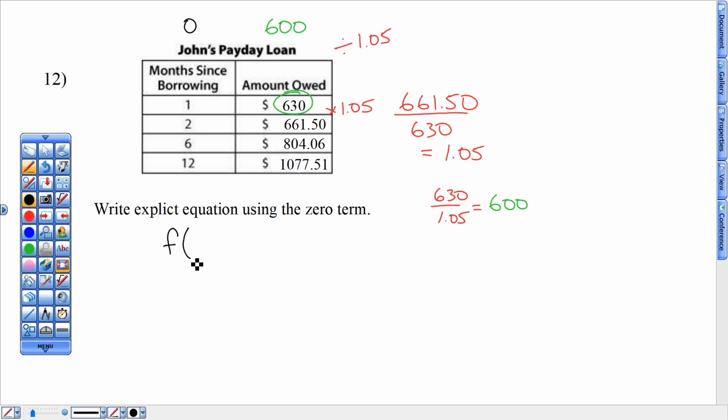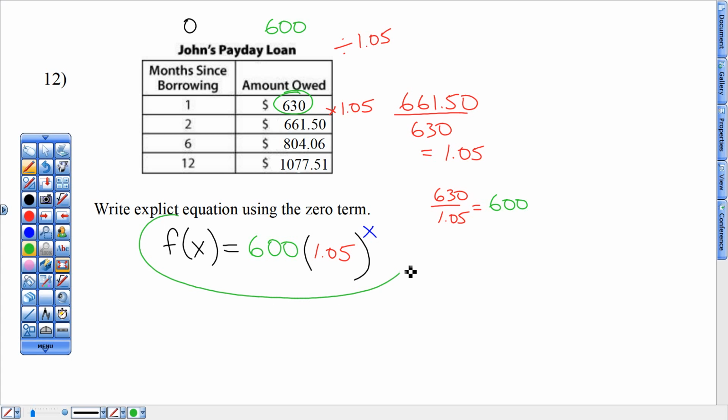So my equation would be f of x equals that green 600 written first, in parentheses, that 1.05, and I'm going to raise that to the x power. That's going to be my exponential explicit. That would be a line drawn through the points. That's exponential. Always explicit is continuous. All right, here we go.